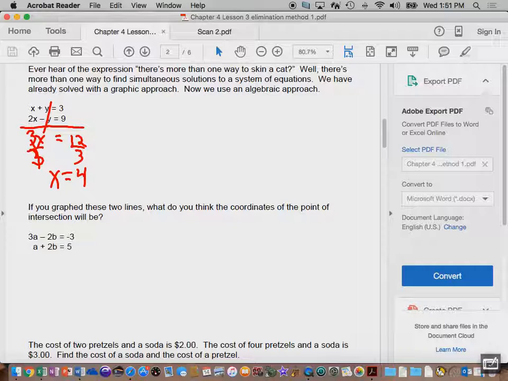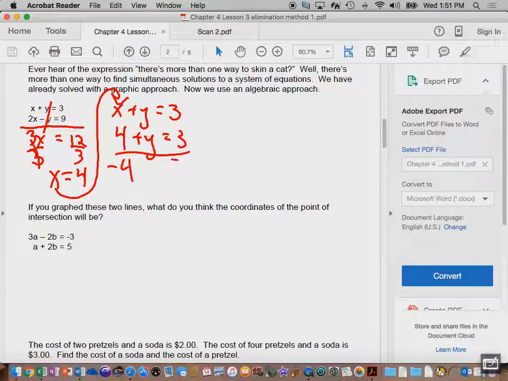But here's the thing that's different. Up until now, once we found x, we were done. We're not done, because how many letters are in this problem? 2. How many have we found? 1. So I rewrite the first equation, x plus y equals 3. I take the 4 and I substitute it in for x. Now I minus the 4 from both sides. y equals -1. So whenever they're aligned, whenever they're lined up straight, we add them, eliminate a variable, and get x is 4.